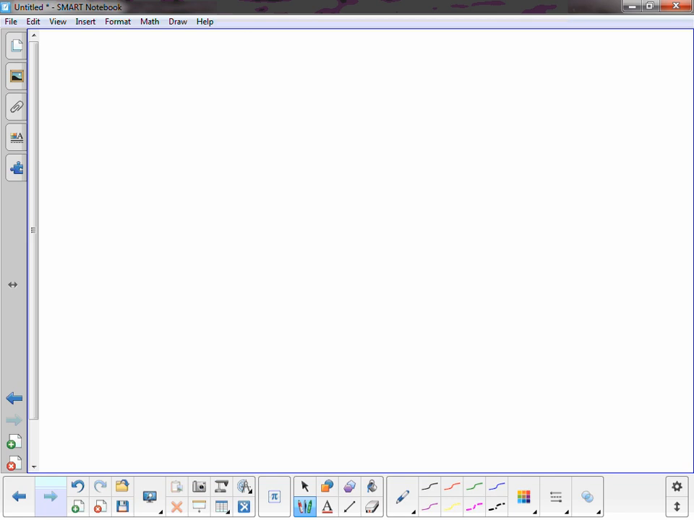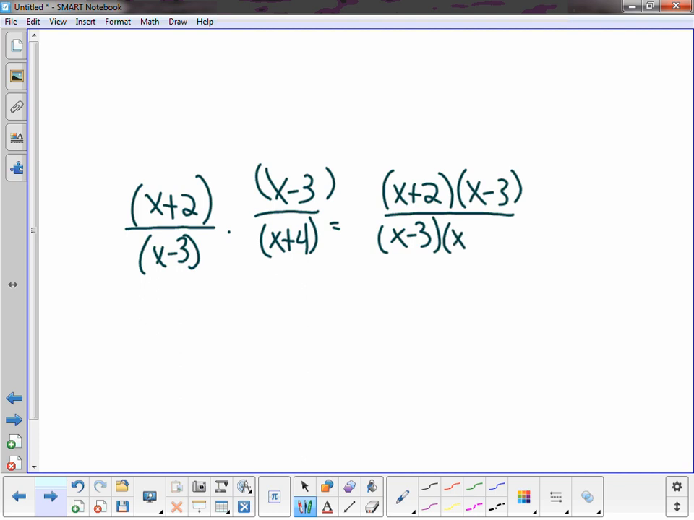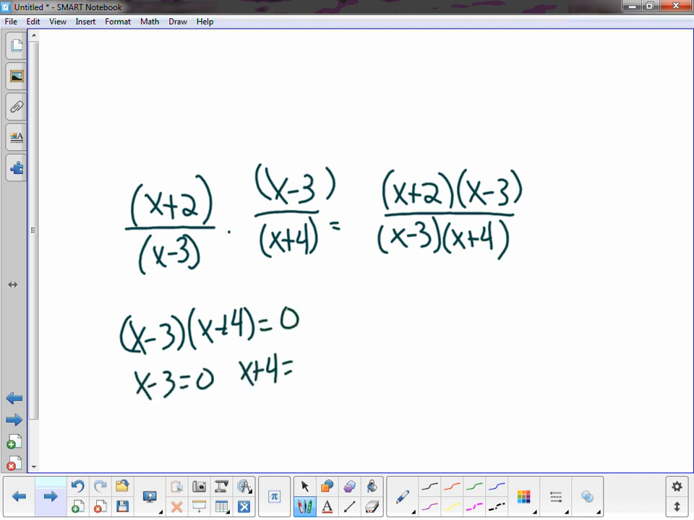Okay, so number 11 is actually going to be a little bit easier than the ones we have been doing. So we have x plus 2 over x minus 3 times x minus 3 over x plus 4. So when you're multiplying these, really all you're doing is taking that multiplication symbol out and writing them as one fraction. So set the denominator equal to 0 to get your excluded values. So then you get x minus 3 is equal to 0 and x plus 4 is equal to 0. So your excluded values are that x cannot be 3 or negative 4.